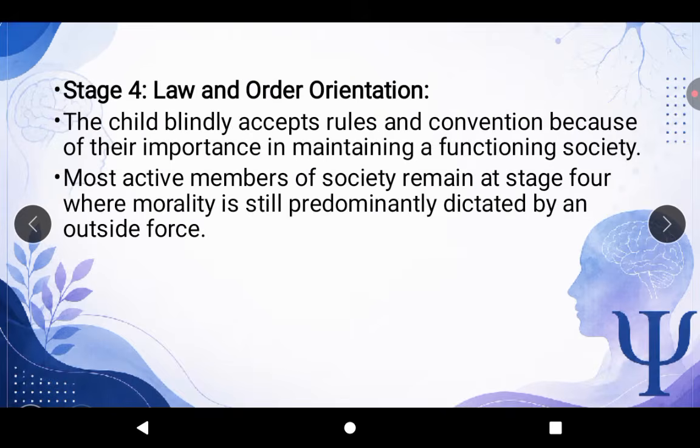Right. Then the other stage, stage 4, is about the law and order orientation. A child is blindly able to accept the rules and conventions because of their importance in maintaining the functioning of a certain society. But most members of the society remain at stage 4, where morality is still predominantly dictated by an outside force. So that is about the law and order orientation.